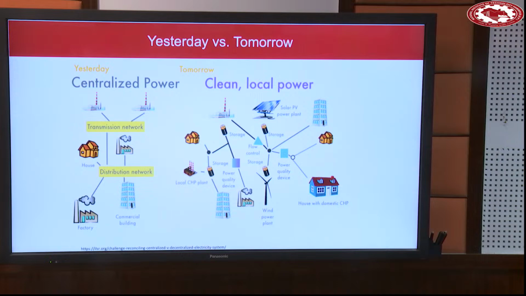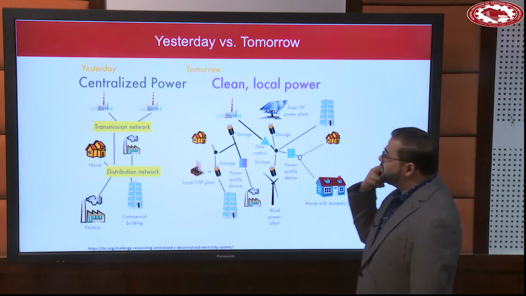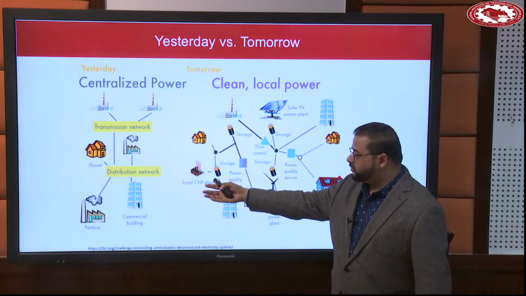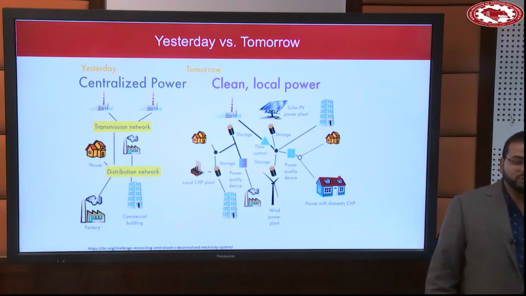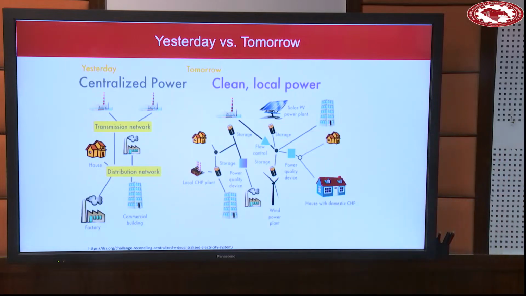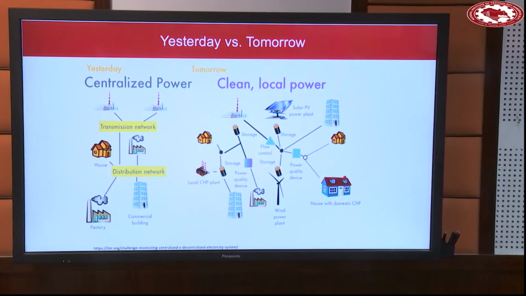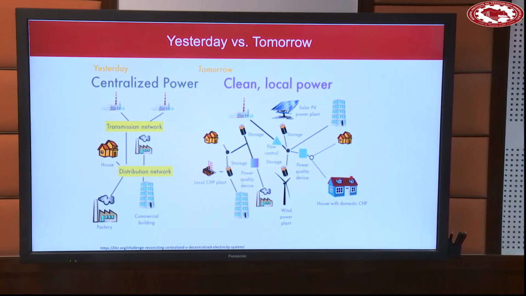Now, this is a centralized power system where you have power generation, a transmission network, and a distribution network. Now what we are talking about is more distributed in nature. Why? Everybody is relying on the power grid. Now there's a concept called microgrid. Have you heard of it? So what is a microgrid? It is a micro version of a grid.